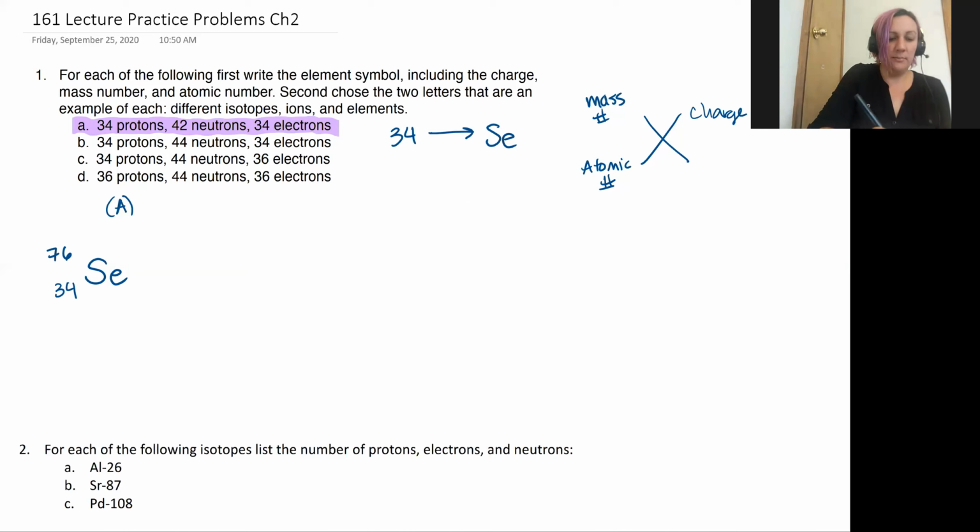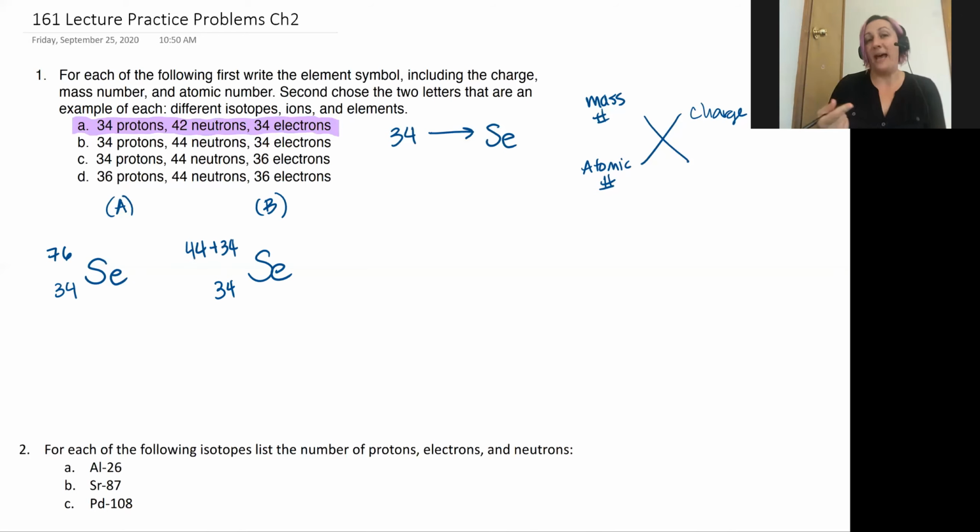Let's look at B. B also has 34 protons. That means it has to be selenium too, and I'll put my atomic number of 34 at the lower left-hand corner. Now this time it has 44 neutrons instead of 42. So that 44 plus 34 will be my mass number. And so when I calculate that, I get 78. And now looking at my protons and electrons, I have 34 for each. That means it's a neutral atom, so I don't need to write a charge on the right-hand side.